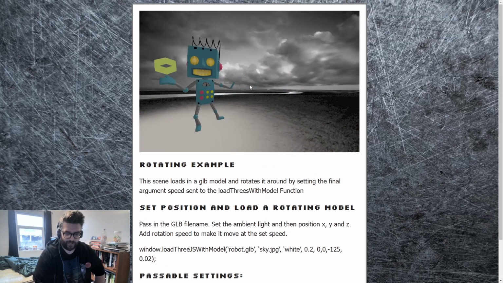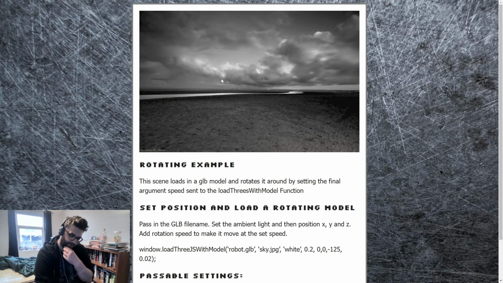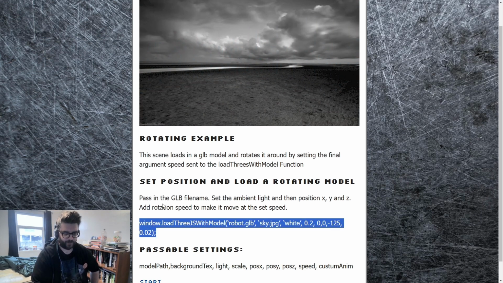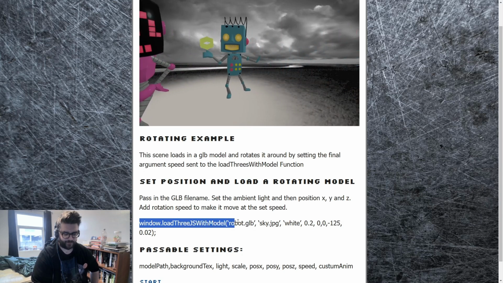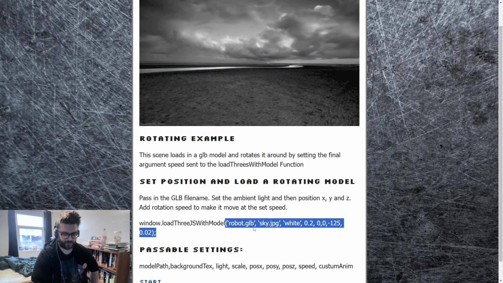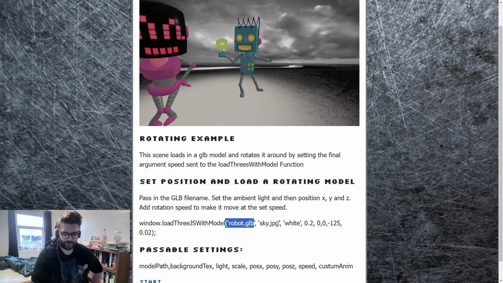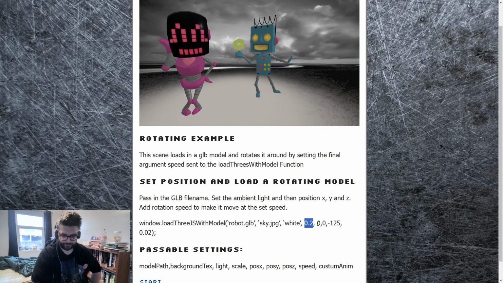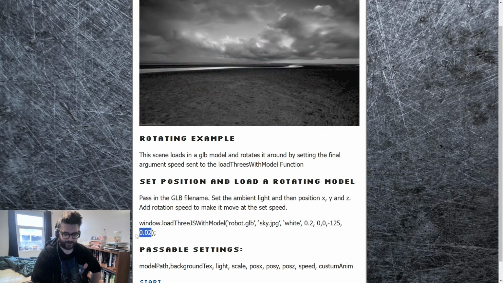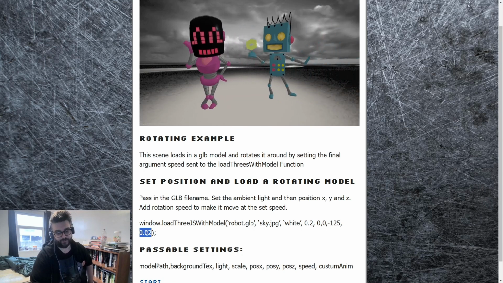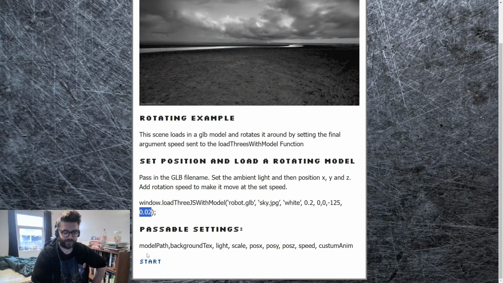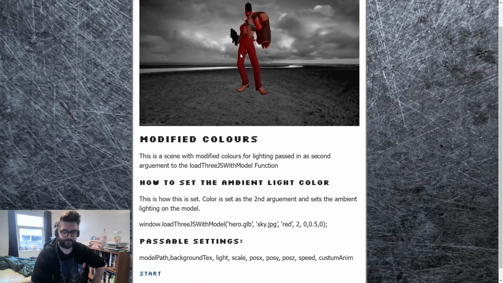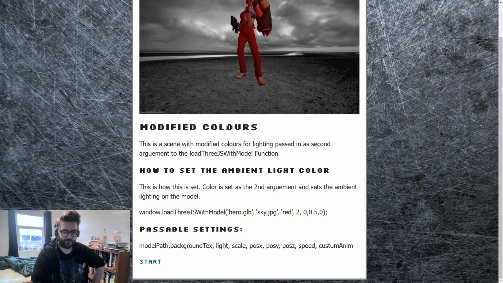So this is a Twine project, and within the Twine project you can call this function, load 3JS with model. You pass it some arguments like the model path, the background you want to use for the canvas, the lighting, scaling, position, and an optional option you can pass in there for rotation. There's several different options for what you can do with this. You can modify the lighting, like this example. There's also an animation triggering on that one too.